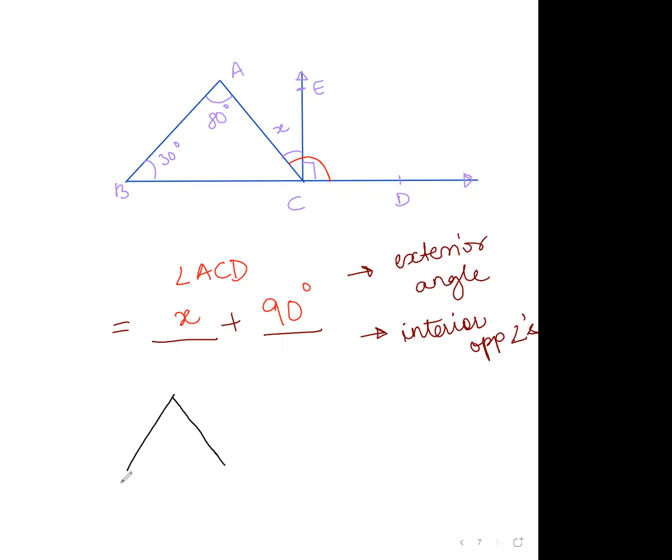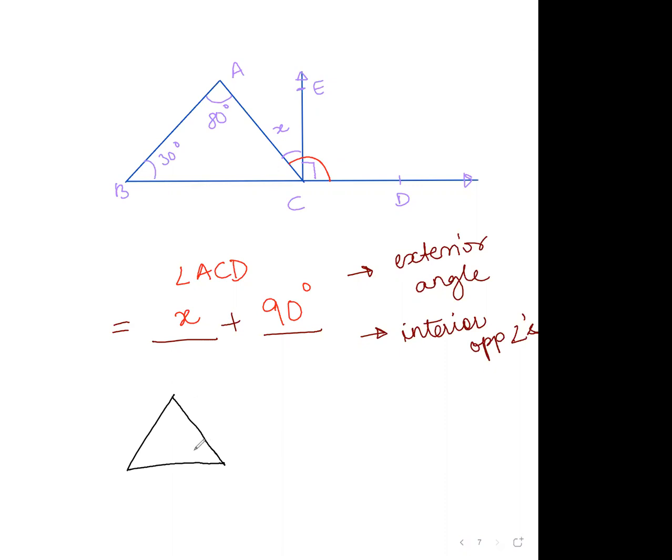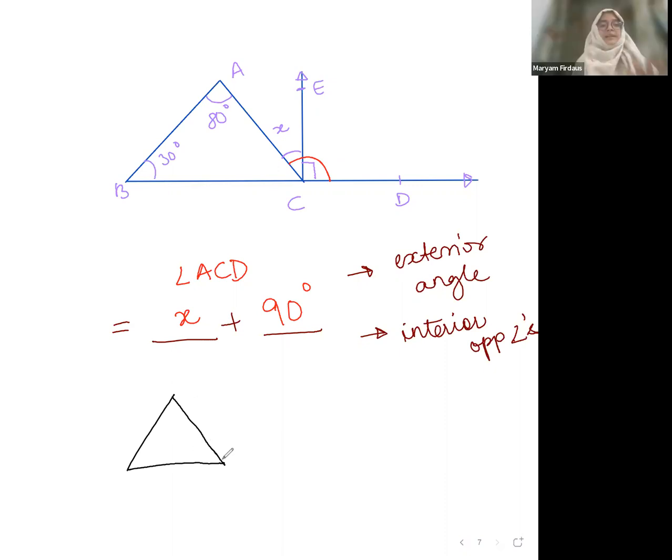See, of the triangle, you have three sides of a triangle. You extend any one side. Let's say I choose to extend this side. The side that I have extended, here the exterior angle will be formed, right?